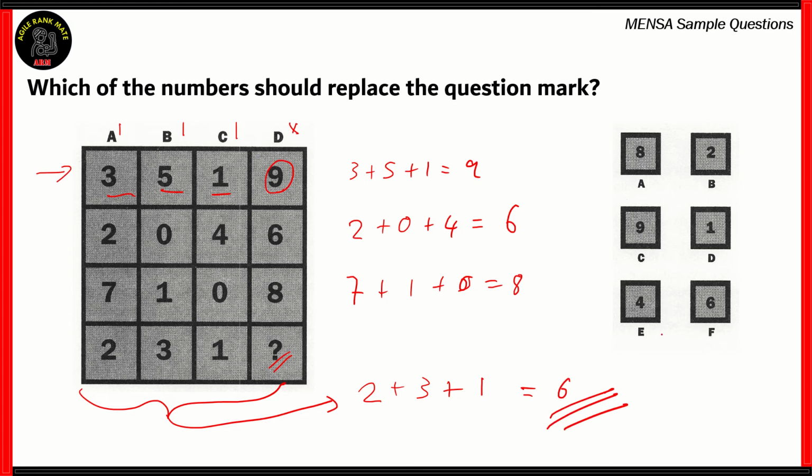So the right answer for which of the numbers should replace the question mark turns out to be option F, which is 6. So by using the relation where the first 3 numbers added together give you the last number in that row, we can use that relation to find out that 6 is the right answer that should replace the question mark.